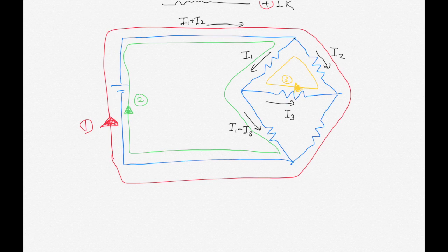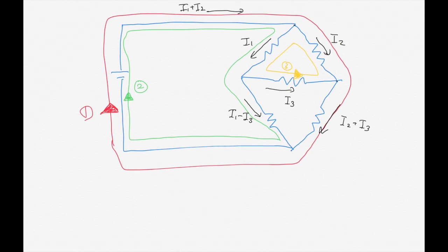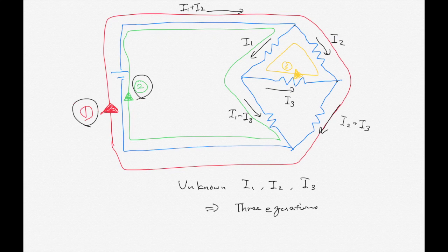Then with I sub 3, if you consider this junction, the current should be the sum of the two currents, I sub 2 and I sub 3. We have three unknowns, I sub 1, I sub 2, I sub 3. So this means we need three equations to solve these three unknowns. So this is the reason why we need three equations: first loop, second loop, and third loop.